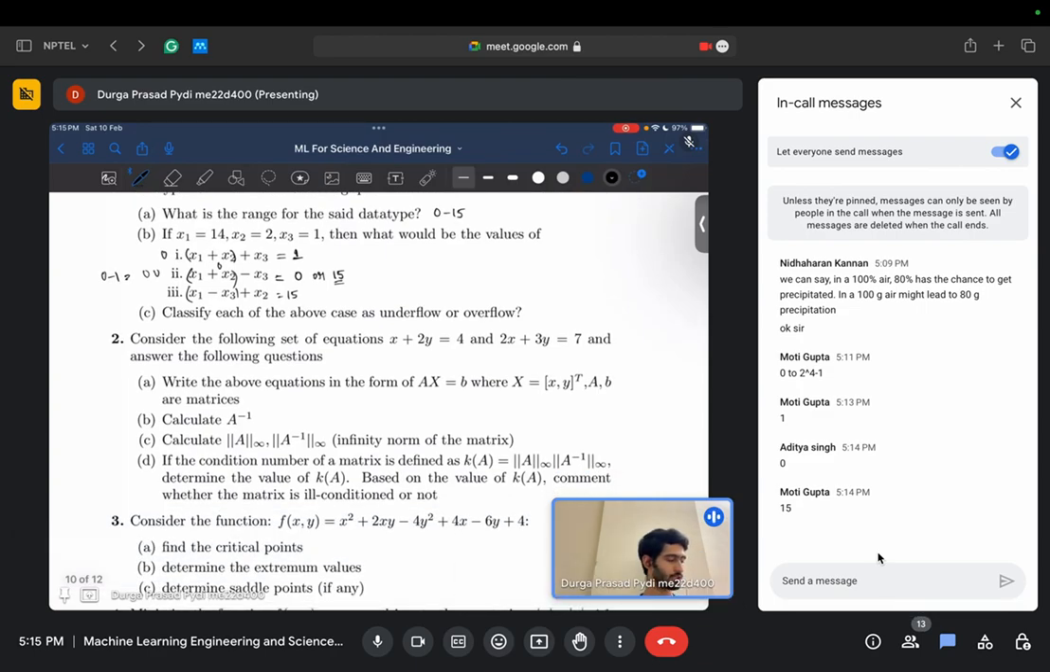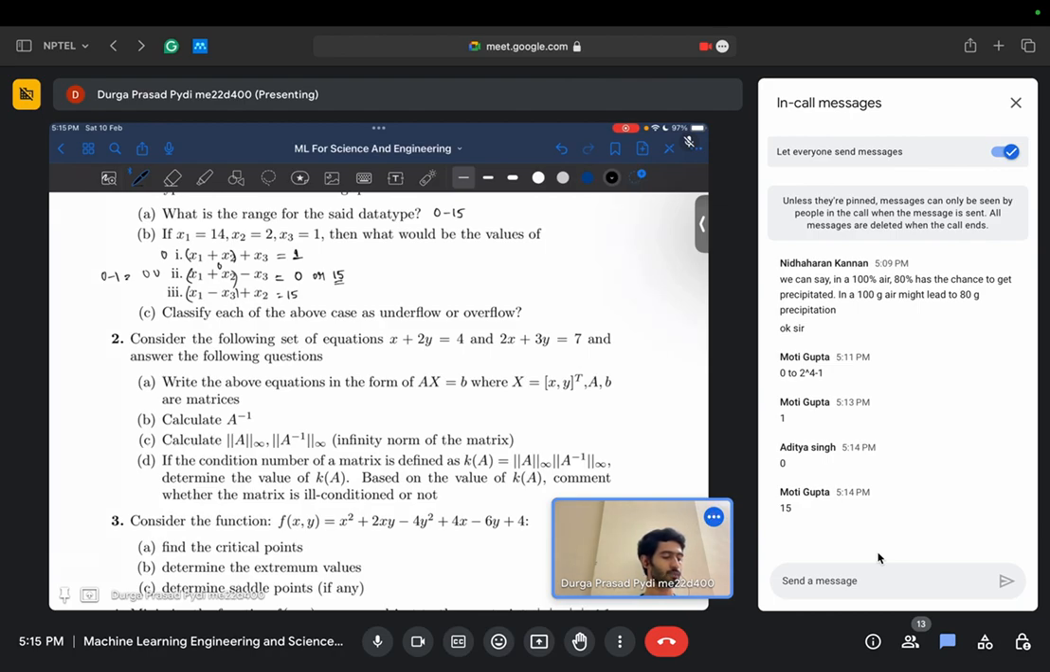Yeah, the second question requires a little bit of discussion. If you have already gone through the video, it should be straightforward. So you have the following set of equations. I want to write it in the matrix form. So how would I write it? The first part is straightforward. You just have two equations.